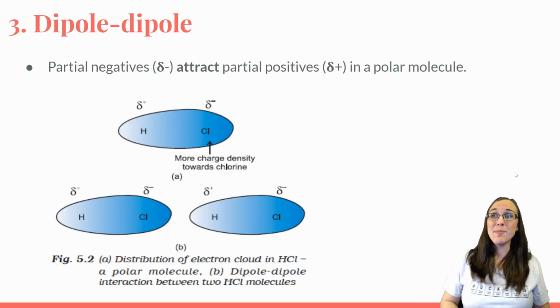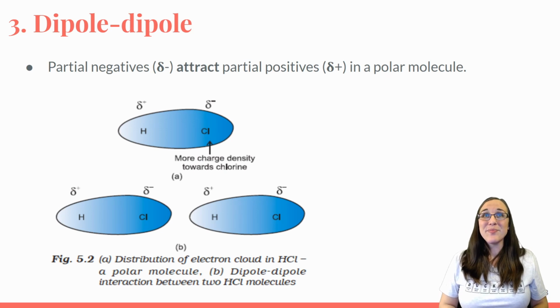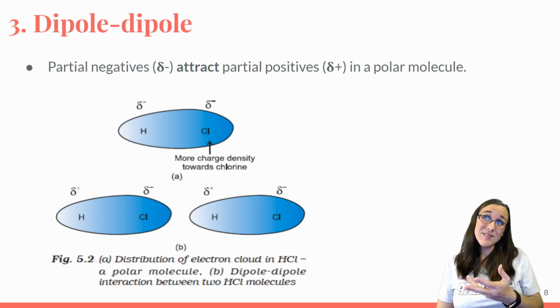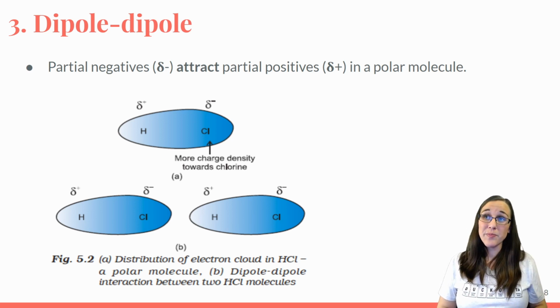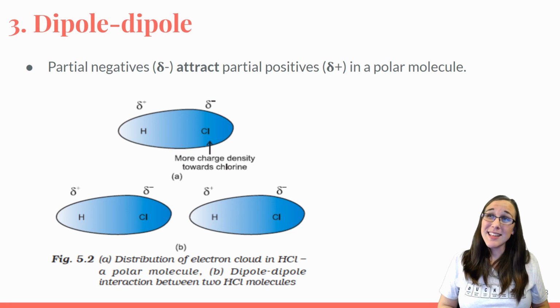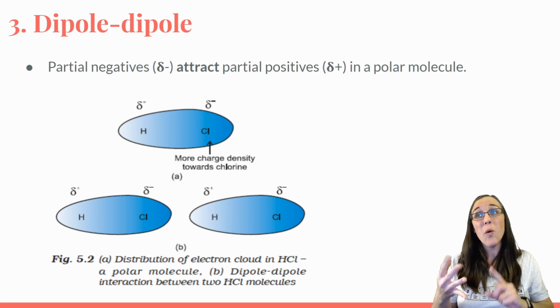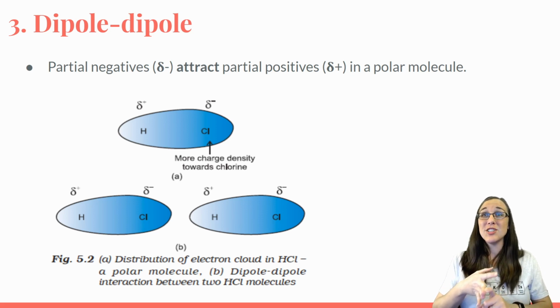The third type of IMF is dip-dip, or dipole-dipole. This is the third strongest, or almost the weakest, if you want to think about it that way, in terms of intermolecular forces. This is when partial negatives attract partial positives in a polar molecule. So this is kind of the same as hydrogen bonding, except we can have different atoms other than O, F, or N attached to the H.